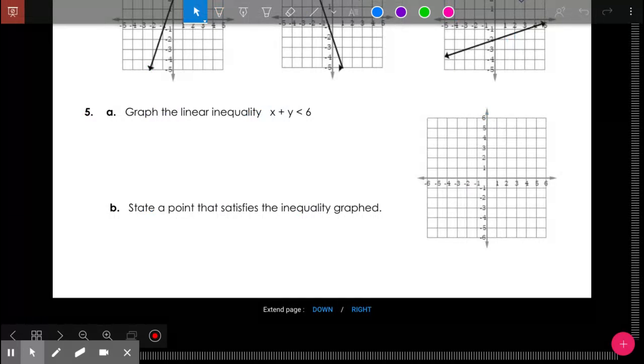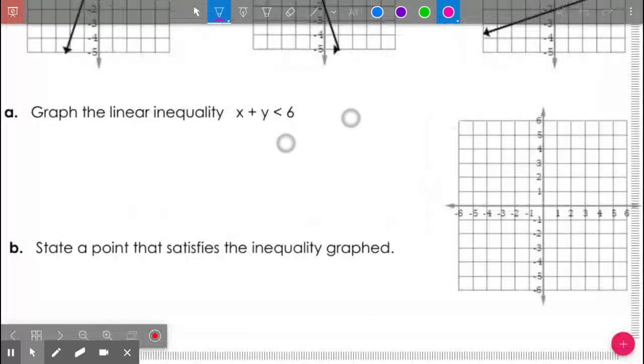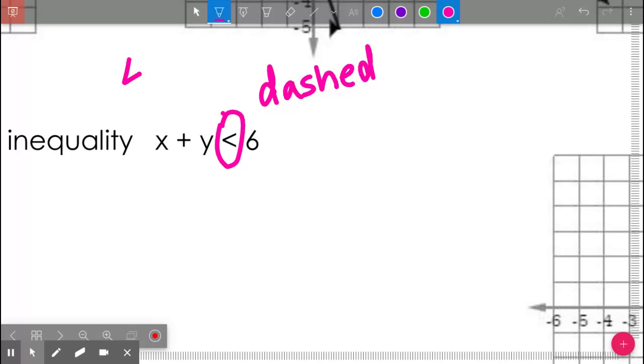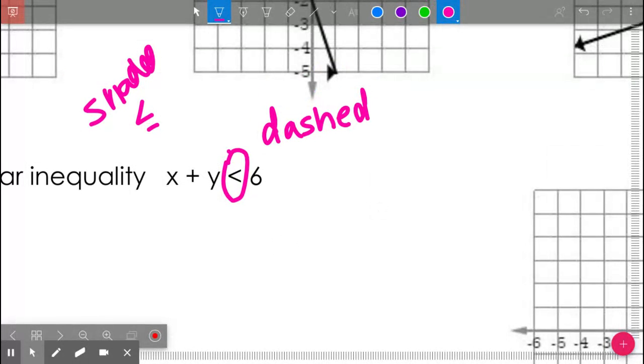Okay, so this is not your notes anymore. This is number 5 in the Unit 4 Encore packet. So I would just like to take a moment to review with you how to graph a linear inequality. So the first thing that we need to decide is whether we have a dashed or a solid boundary. By looking at this symbol, I know that it's going to be dashed. Okay, if I had less than or equal to, then it would be solid. But we're going to use dashed.